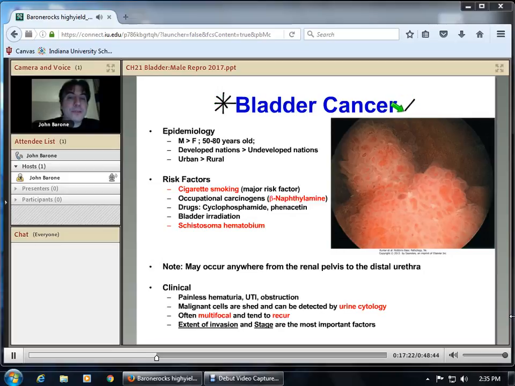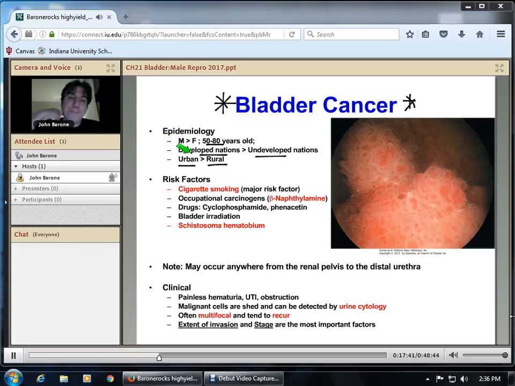All right, now let's get to money. Bladder cancer is something you need to know. It's actually increasing in America. We need to know about it. Now, it's more males than females, and they tend to be older, 50s, 60s. Now, it's much more common in developed nations than in underdeveloped rural nations. And it's more common in city dwellers, urban environments, much more than rural.